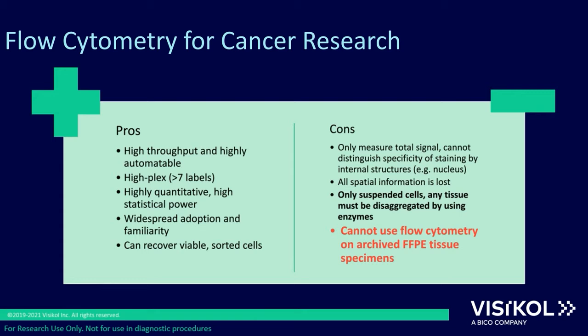Furthermore, only suspended cells can be put through a flow cytometer. And as I mentioned, you have to disaggregate these tissues using enzymes. And so because of this, you can't use flow cytometry on archived formalin-fixed, paraffin-embedded tissue specimens. It's just not an option. Now, of course, a huge amount of the tissue specimens stored in the world from former clinical trials and research are stored as FFPE tissue blocks. And so enabling a technique that would allow us to do this type of immune cell population analysis on FFPE tissues would be very valuable to cancer research and to research in general.